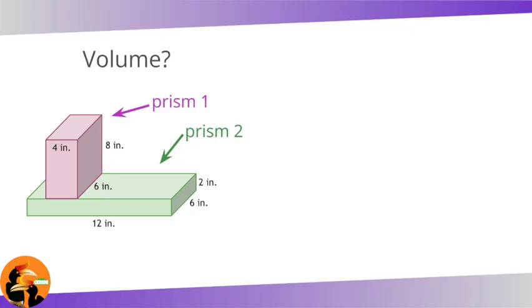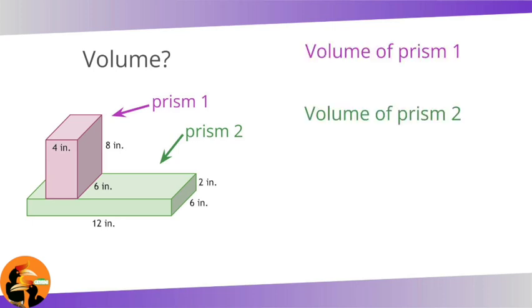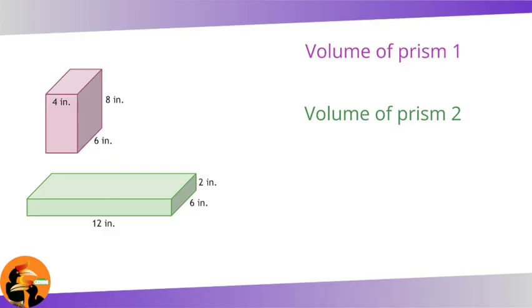How do we find the volume of an entire compound figure? Well, we break the figure into smaller parts, find the volume of each part, and then add the volumes back together. Let's split this figure into simpler figures. We need to find the volume of each prism, and then add the two volumes together. Remember, the volume of a rectangular prism is the prism's length times its width times its height.